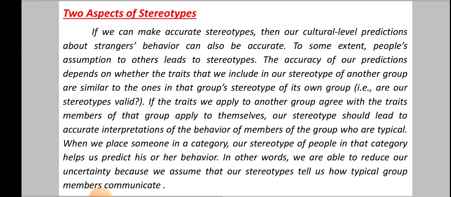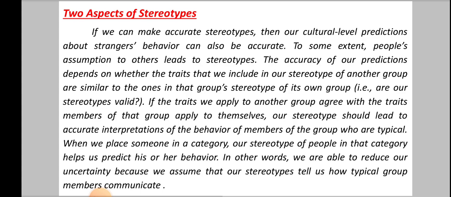There are two aspects of stereotypes. If we can make accurate stereotypes, then our cultural level predictions about strangers' behavior can also be accurate. To some extent, people's assumption to others leads to stereotypes. The accuracy of our predictions depends on whether the traits that we include in our stereotypes of another group are similar to the ones in that group's stereotype of its own group. If the traits we apply to another group agree with the traits members of the group apply to themselves, our stereotypes should lead to accurate interpretations of the behavior of members of the group who are typical.